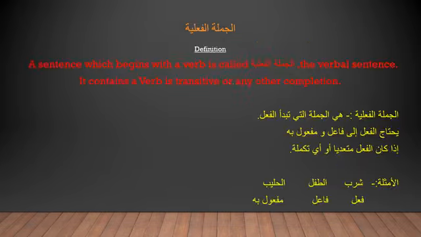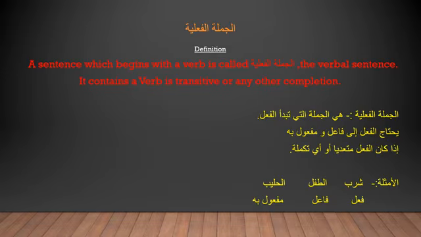All of you know al-jumlatul fi'liya, the verbal sentence. Fi'l, verb; fa'il, subject, doer; maf'ul, object. First we can discuss al-jumlatul fi'liya. A sentence which begins with a verb is called al-jumlatul fi'liya, the verbal sentence. It contains a verb, transitive or with any other completion.